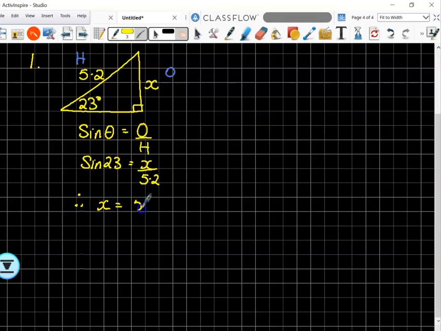X will equal 5.2 times sine 23. And before you pop that in your calculator, you just have to check, is there a little D at the top of your screen? Because if there isn't, you're going to get the wrong answer. The other thing you're checking for, X, we know, will have to be less than 5.2. Agreed? Because 5.2 is your hypotenuse.